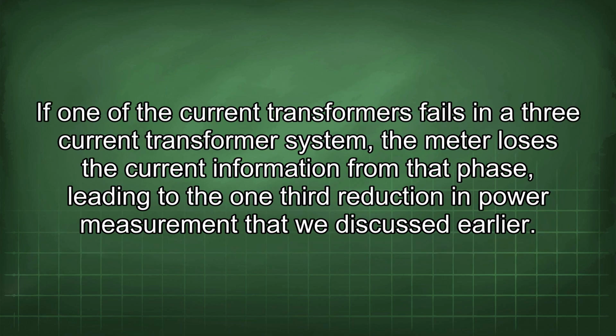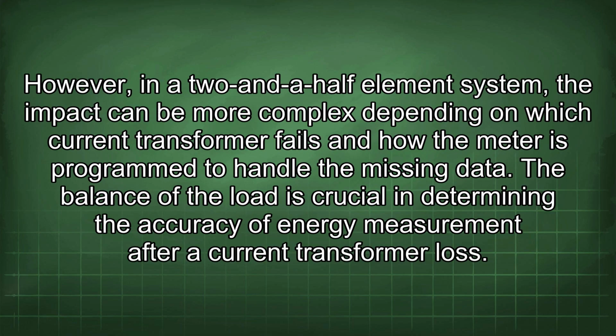If one of the current transformers fails in a three-current transformer system, the meter loses the current information from that phase, leading to the one-third reduction in power measurement that we discussed earlier. However, in a 2.5 element system, the impact can be more complex depending on which current transformer fails and how the meter is programmed to handle the missing data.